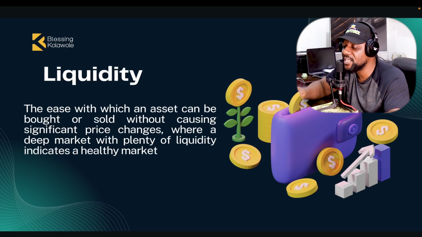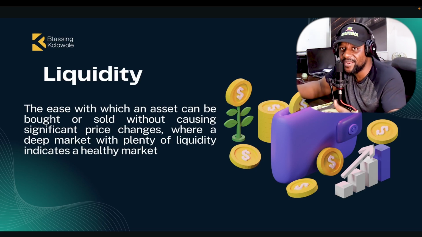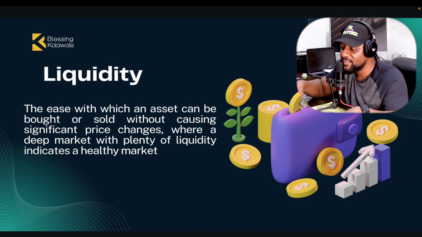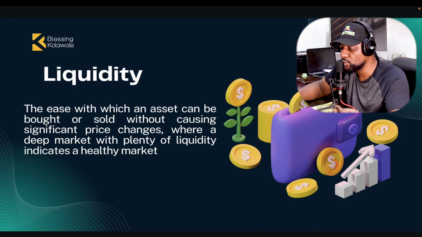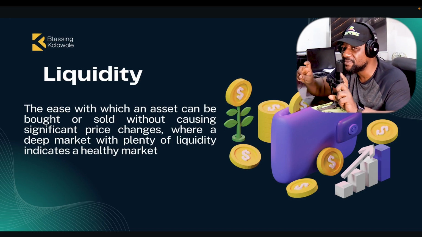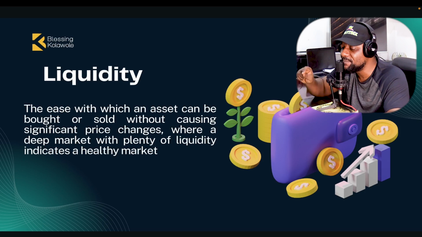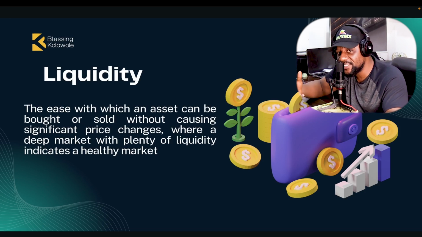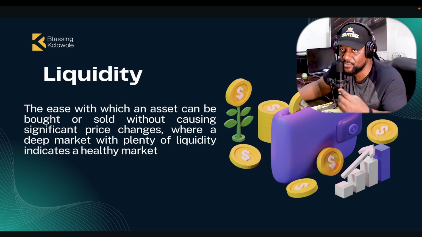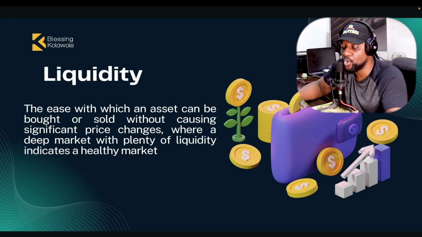Now we have liquidity. If you are hearing about liquidity in crypto terms, it is the ease with which an asset can be bought or sold without causing significant price changes, where a deep market with plenty of liquidity indicates a healthy market. The ease at which an asset, which is a coin, can be bought or sold without causing significant price changes. Let me give you an example.